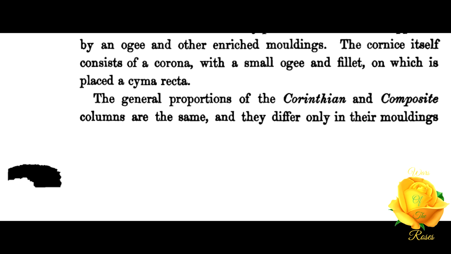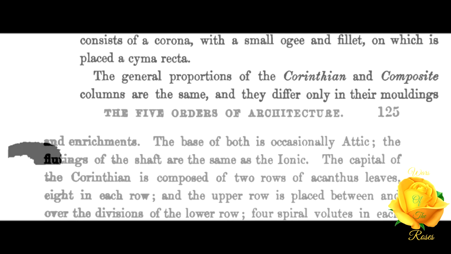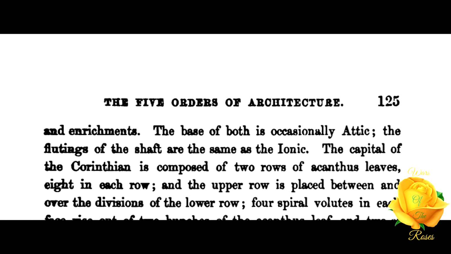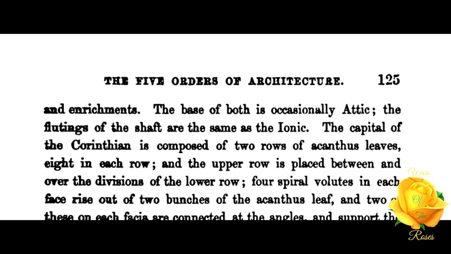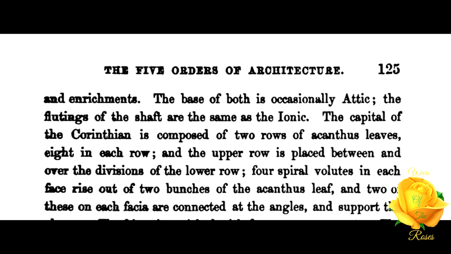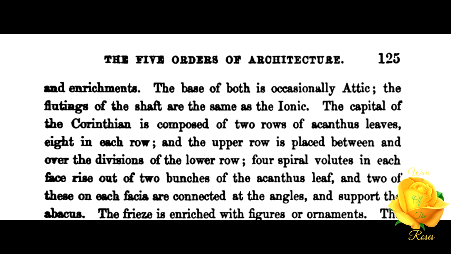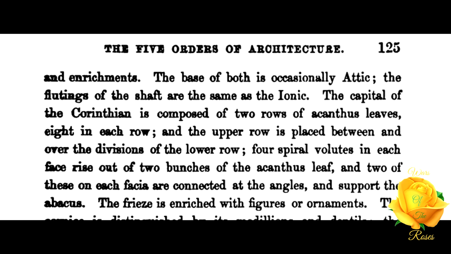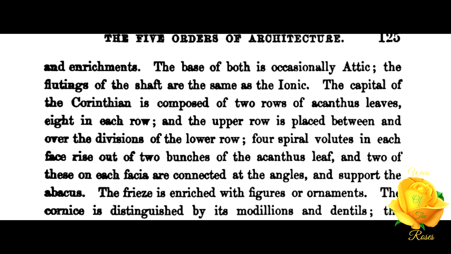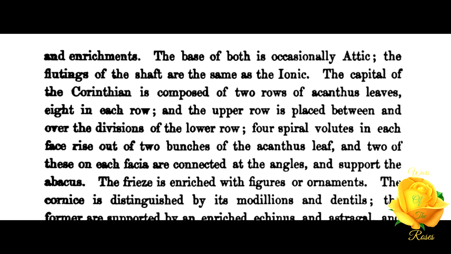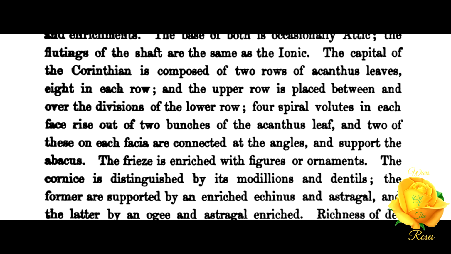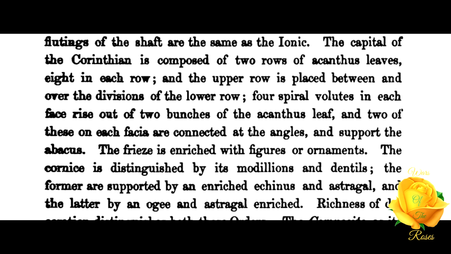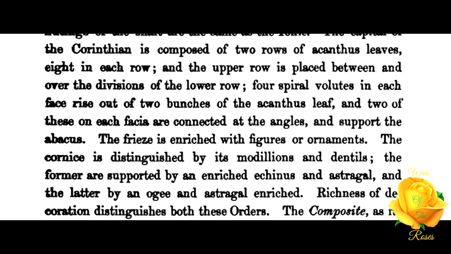The general proportions of the Corinthian and Composite columns are the same, and they differ only in their mouldings and enrichments. The base of both is occasionally Attic. The flutings of the shaft are the same as the Ionic. The capital of the Corinthian is composed of 2 rows of acanthus leaves, 8 in each row, and the upper row is placed between and over the divisions of the lower row. 4 spiral volutes in each face rise out of 2 bunches of the acanthus leaf, and 2 of these on each fascia are connected at the angles and support the abacus.